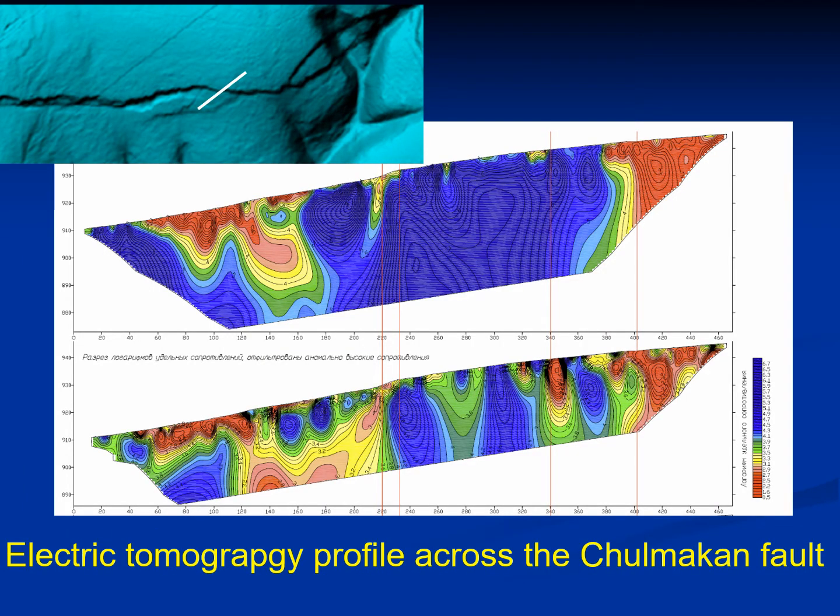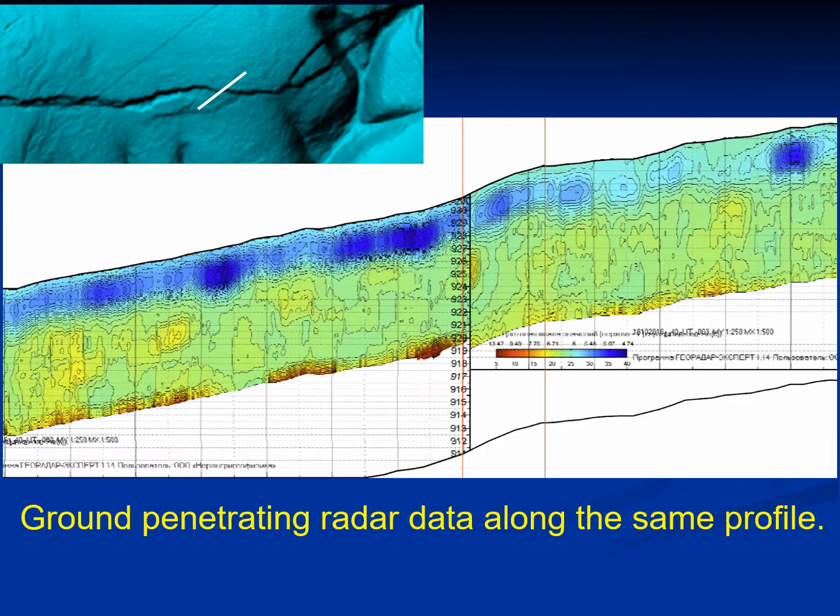One more example: an electric tomography profile across the Chilmakan fault in Yakutia. The profile was made along this section marked by a white line. And here we can see the position of the fault plane. The same profile, but with ground penetrating radar data along it, and again the fault plane.